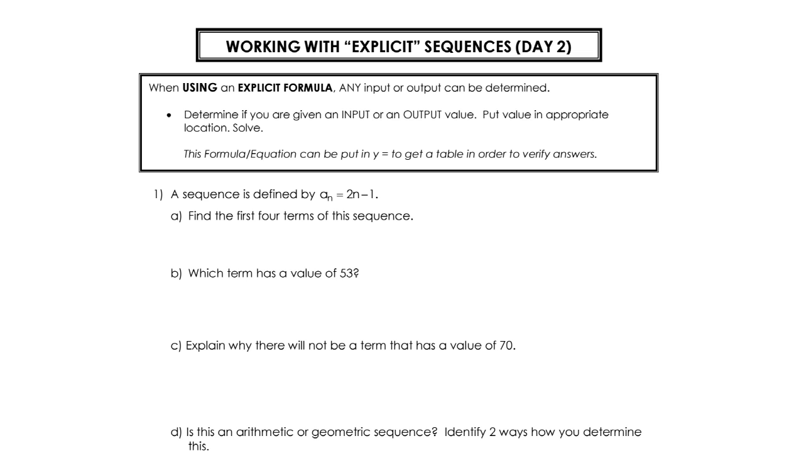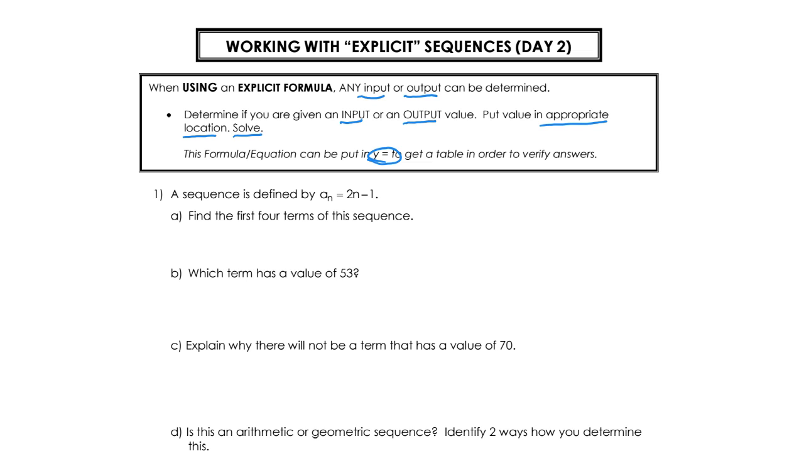Okay. So if you take a look at your reference sheet, when they tell you the arithmetic sequence, it gives you your formula on your reference sheet, and the geometric sequence is also given to you on your reference sheet. Those formulas are explicit because any input or output can be determined from the formulas. Determine if you're given an input or an output, and then put the value in the appropriate location in the formula, and then solve for the other missing variable. Don't forget that because this is a formula or an equation, it can be put into y equals to get a table and to verify your answers as well.